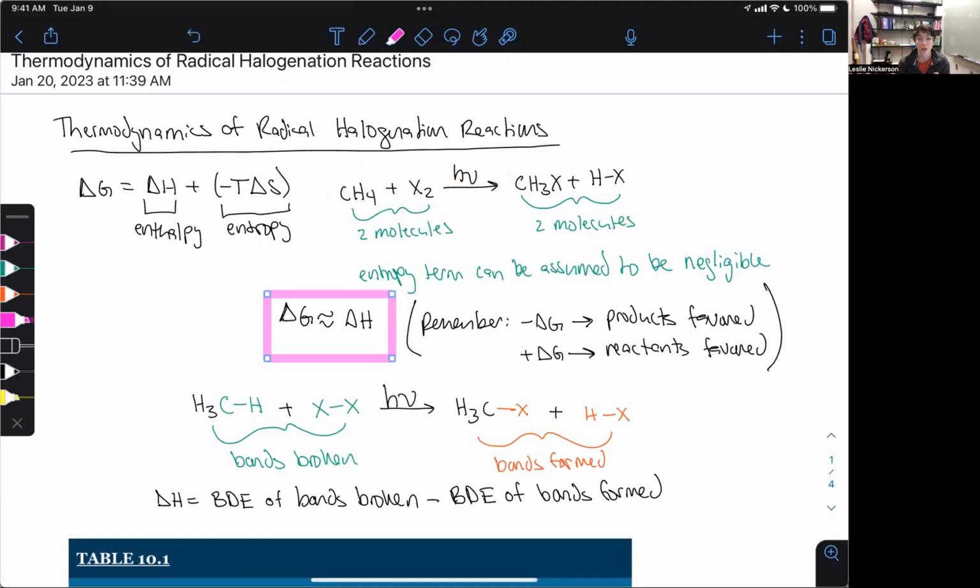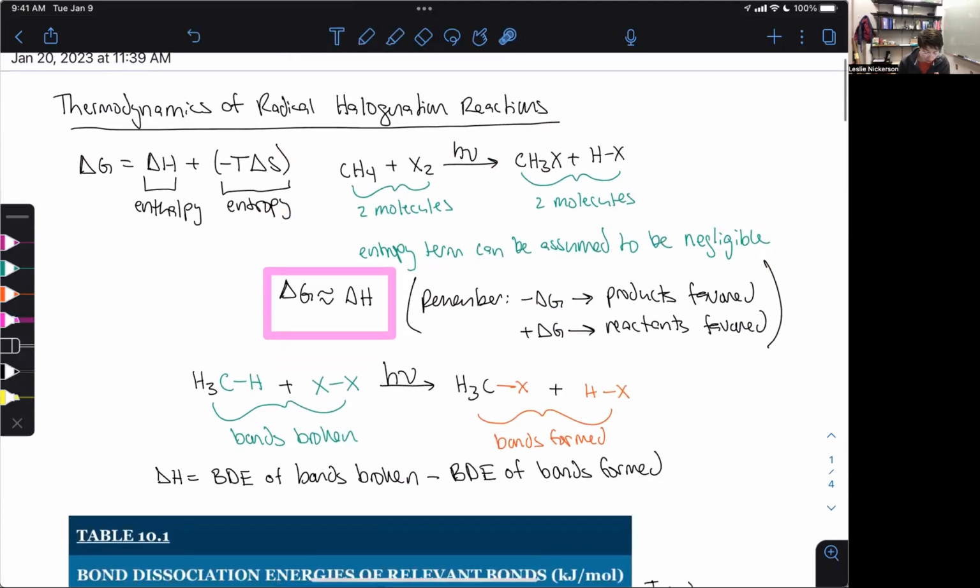term. So we're really looking for a delta G to be negative, in which case we're going to have the products favored. It's going to go spontaneously in that forward direction. If we have a positive delta G, that means that we're going to favor the reactants, and that reaction is not really going to go on its own.